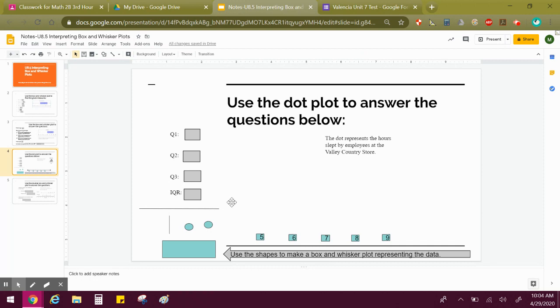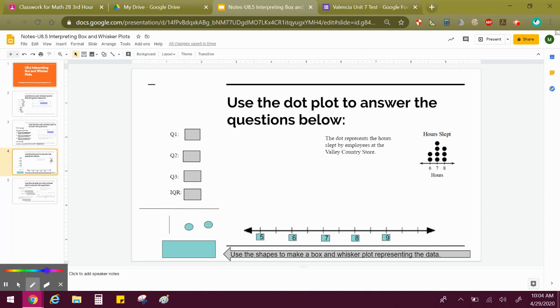All right, so then we have a similar thing, but instead we're not given a box and whisker plot, we're given a dot plot. But we can still figure out that same information. This is kind of going to be a throwback to what we did on Monday. So I have a dot plot that represents the hours slept by employees at the Valley Country Store. And you might be thinking, okay, well, how the heck am I supposed to figure out the quartiles for this? Well, here's what you're going to do.